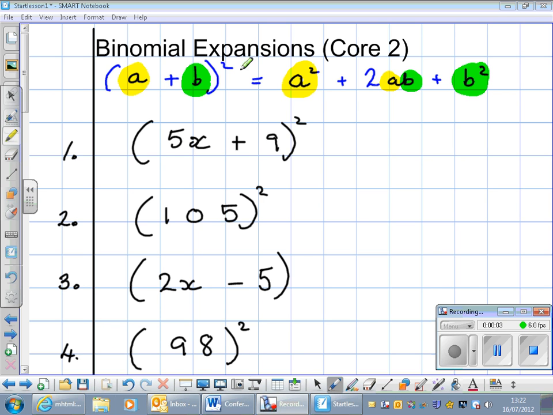We'll look at binomial expansions, which comes in Core 2 at AS, and following on from our earlier video, when we looked at the general rule, (a plus b) all squared is a squared plus b squared at the end plus twice the product of the two. And now we're going to look at how we use it. Look at question 1.